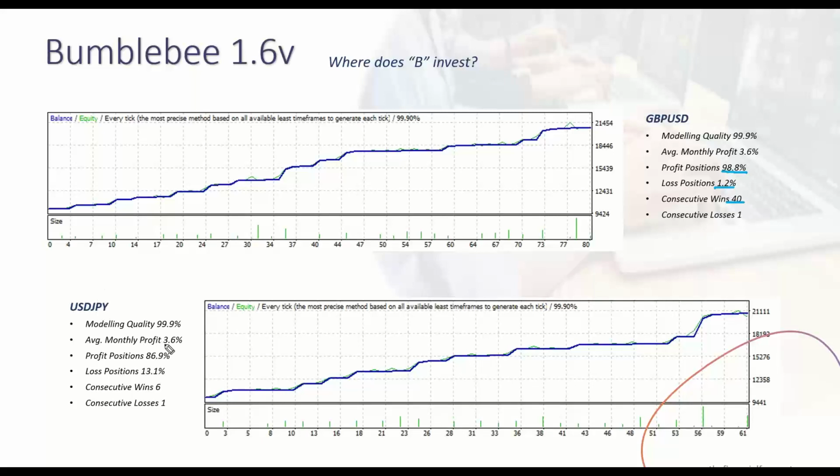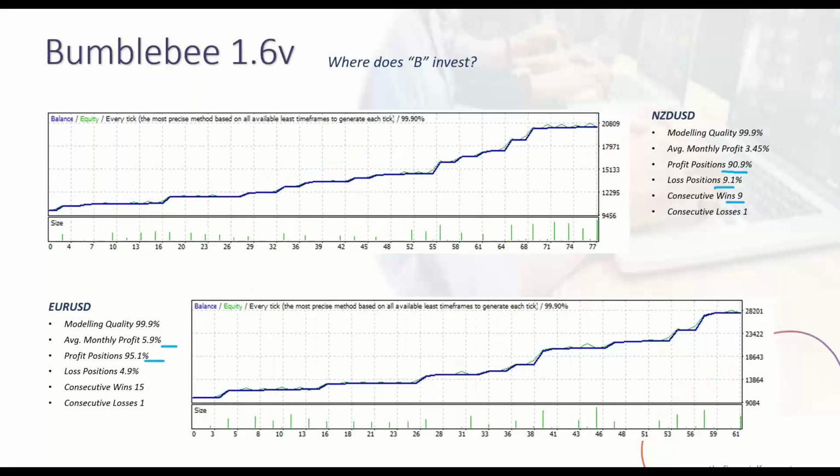For the dollar yen, 3.6% profitable per month, practically 87% accuracy, 6 consecutive wins. Okay, really good applying these principles to these instruments. What happened with the Kiwi? 91% accurate, 9 consecutive wins, 3.45% monthly profit. Okay, the euro dollar, 95% accuracy, almost 6% profit, 15 consecutive wins.